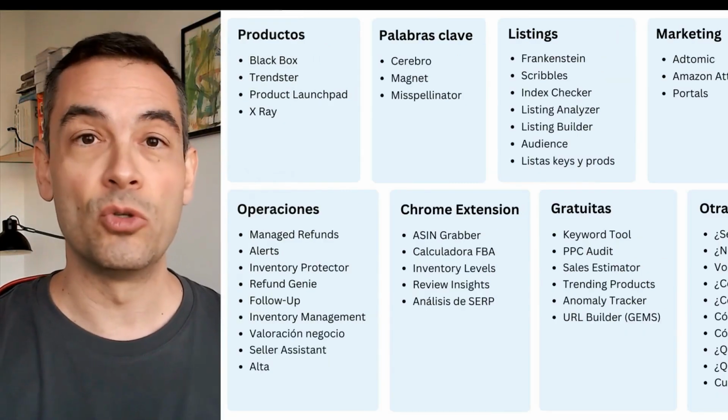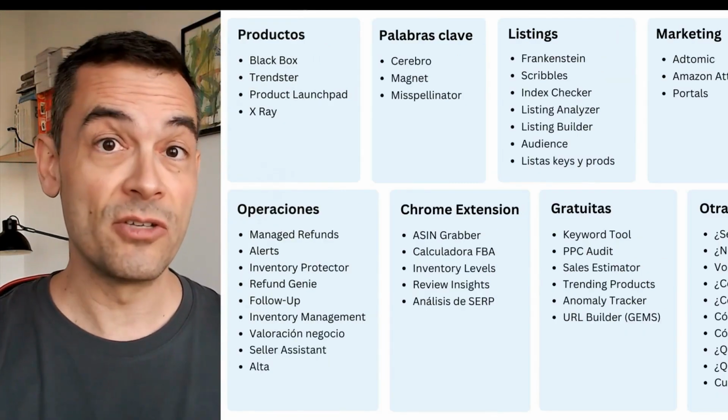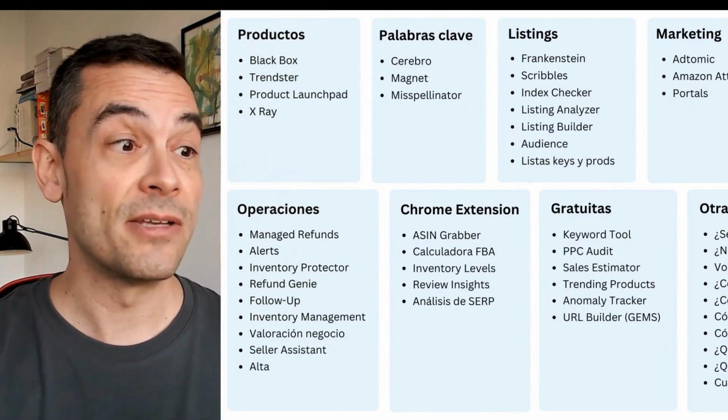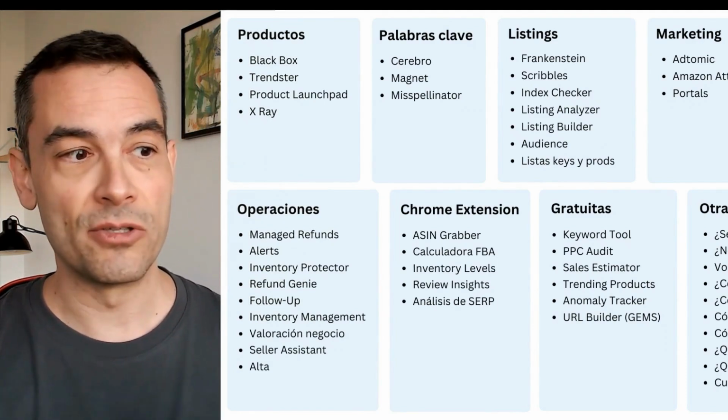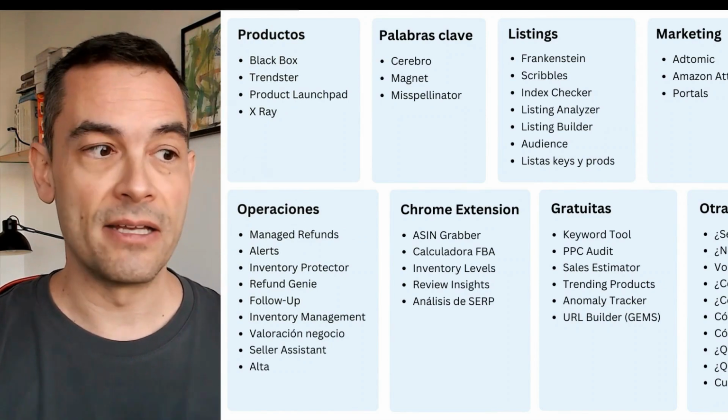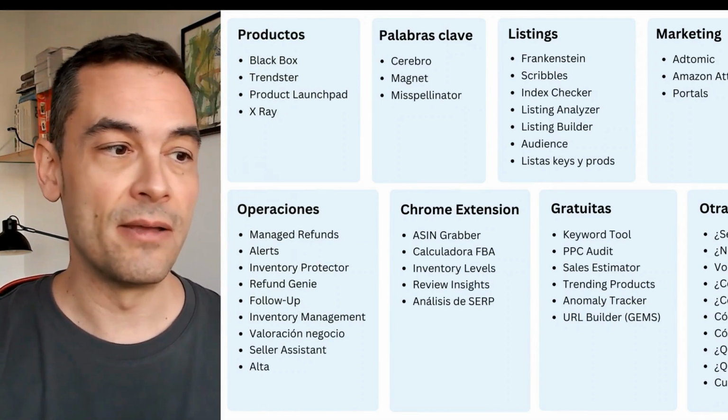Then we have the operations tools, the managed refund services. This is new. It's for FBA refunds. The alerts tool, this is a classic. The inventory protector, that's also a classic. And the refund genie, we also saw that earlier.